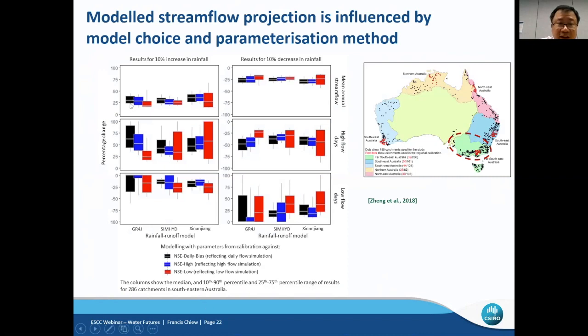What I'm showing here are the ranges of change that I see from 286 catchments across southeastern Australia. Let's just focus on the sensitivity perturbations on the left-hand side plot, where rainfall is perturbed by a 10% increase, and see what might happen to the mean annual streamflow, the high flows, and the low flows. I've used three rainfall-runoff models here, GR4J, SIMHYD, and the Xinanjiang model, and the colors represent what would happen if I calibrate them all to reproduce the daily flow simulations in black, or the high flow simulations in blue, or the low flow simulations in red.